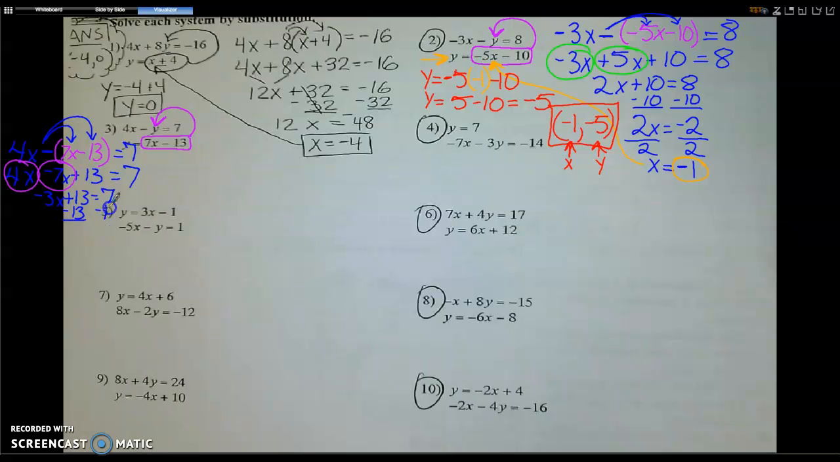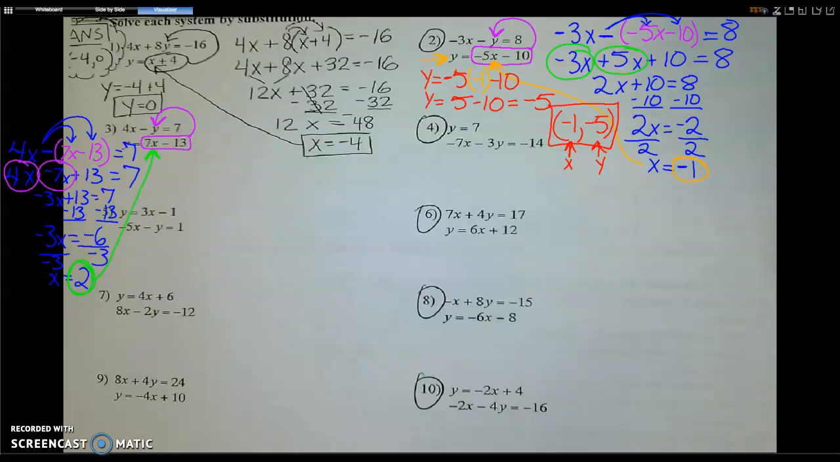Minus 13, minus 13. That leaves us with negative 3x equals 7 minus 13. That's going to leave us with a negative 6. Divide by negative 3, divide by negative 3. X equals a positive 2. So we are part way there. So we're going to take this 2, and then we're going to go into the equation that we've not used yet. This 2, we're going to substitute in for our x.